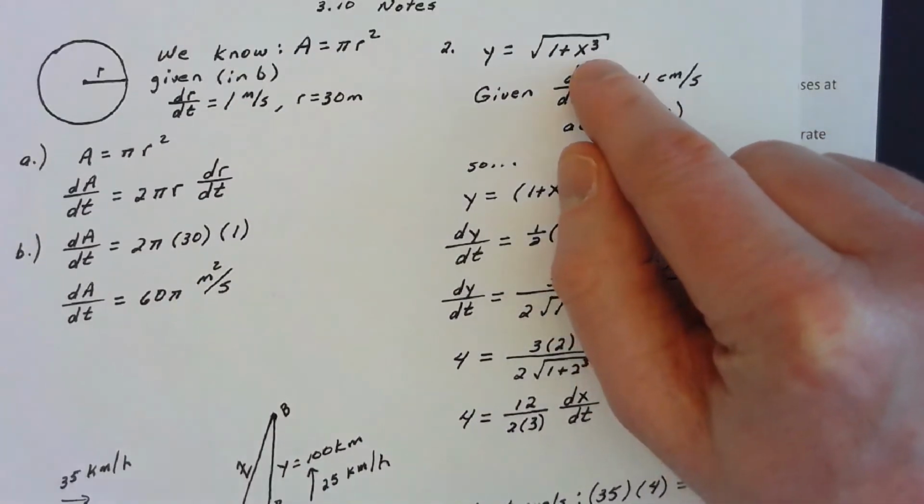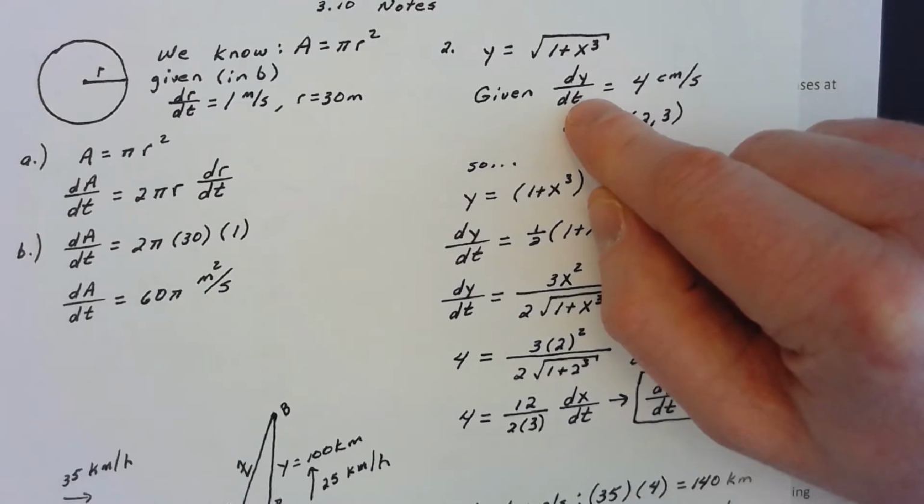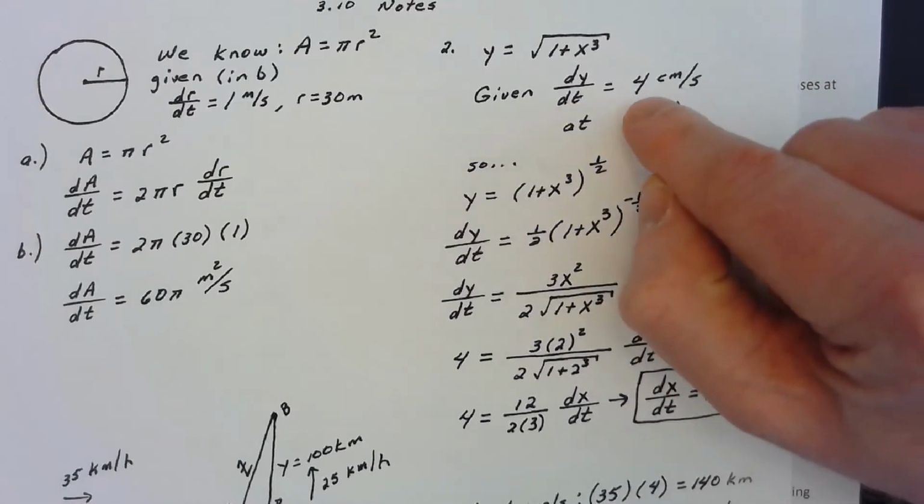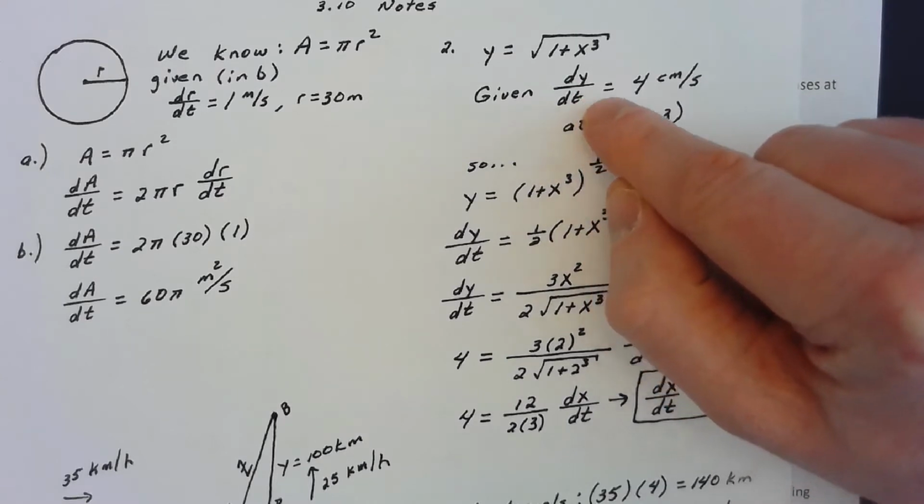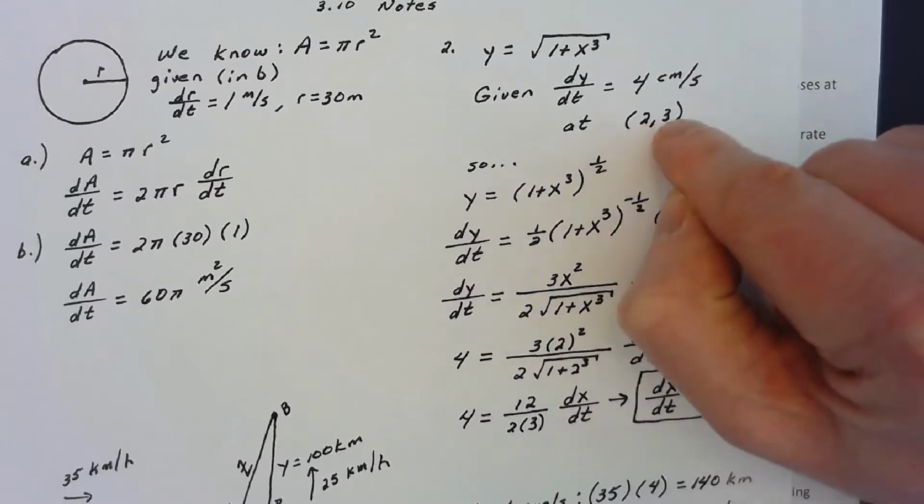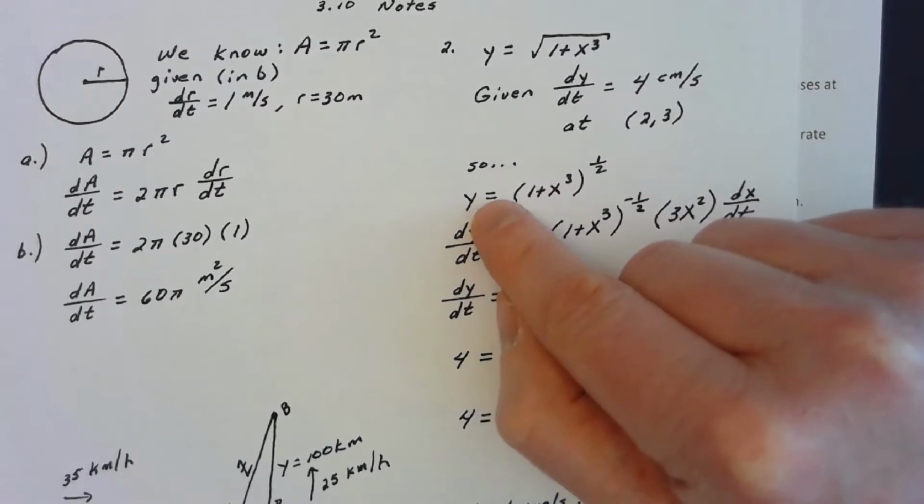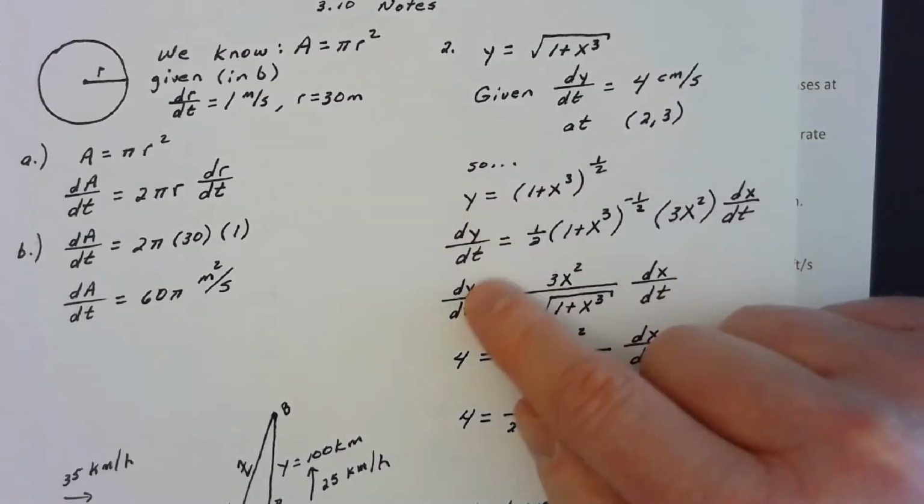This was the equation given in number 2. We were given that the y-coordinate was changing at a rate of 4 centimeters per second, so I have that labeled as dy/dt. And you know that y is changing at that rate at the point (2, 3), so we know x is 2 and y is 3. Now my equation, I went ahead and wrote with the 1/2 exponent instead of the square root. That makes it easier to take the derivative in the next step.